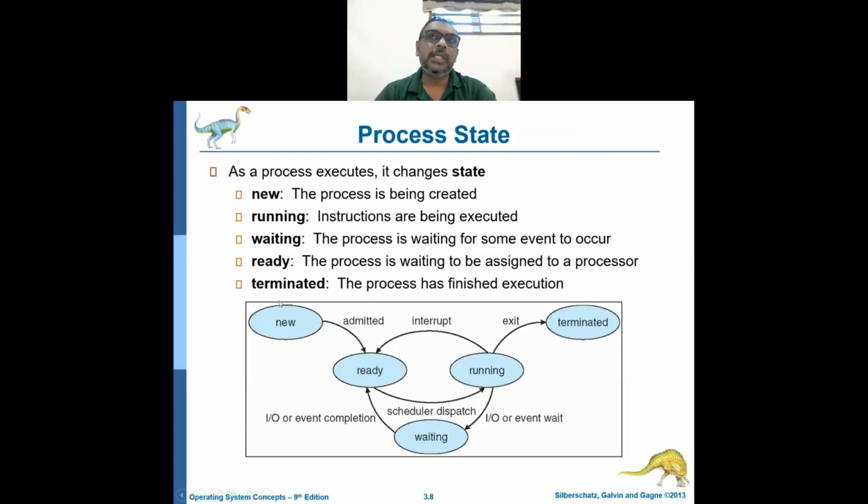So the program is inside the new state. The new state is always inside the hard disk. Once the user double clicks on it, the program is brought in, or admitted, into the ready state. The ready state is inside the RAM memory. Inside the memory there are a few programs, and each program will be given a short piece of time to be brought into the running state to be processed, to be run.